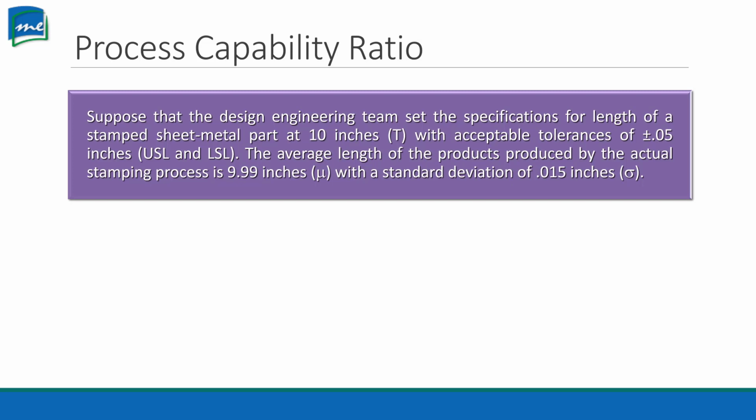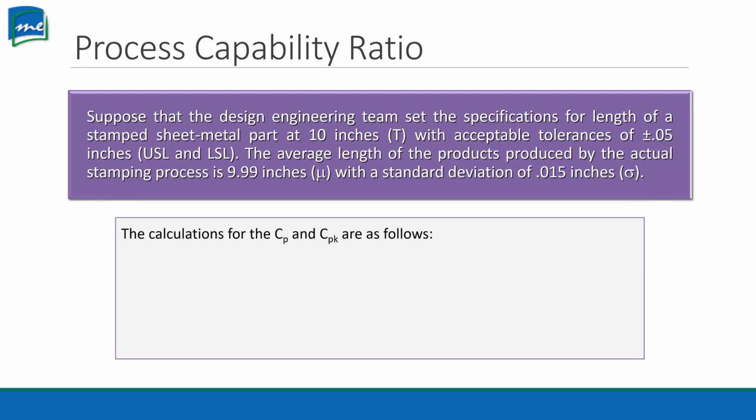The average length of the product produced by the actual stamping process is 9.99 inches. That's going to be, I believe that's mu, the Greek letter mu, with a standard deviation of 0.015 inches, which is our sigma.